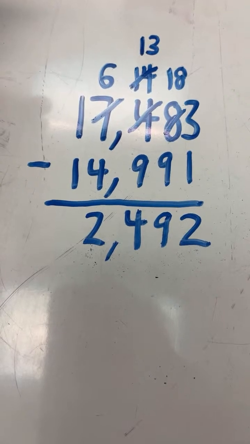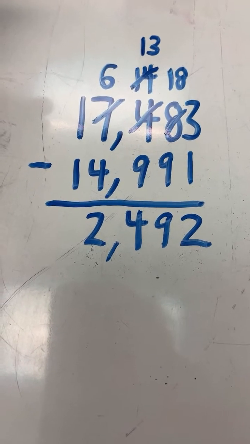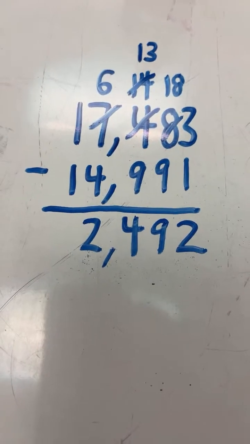17,483 minus 14,991 equals 2,492. All right, on to example 3.